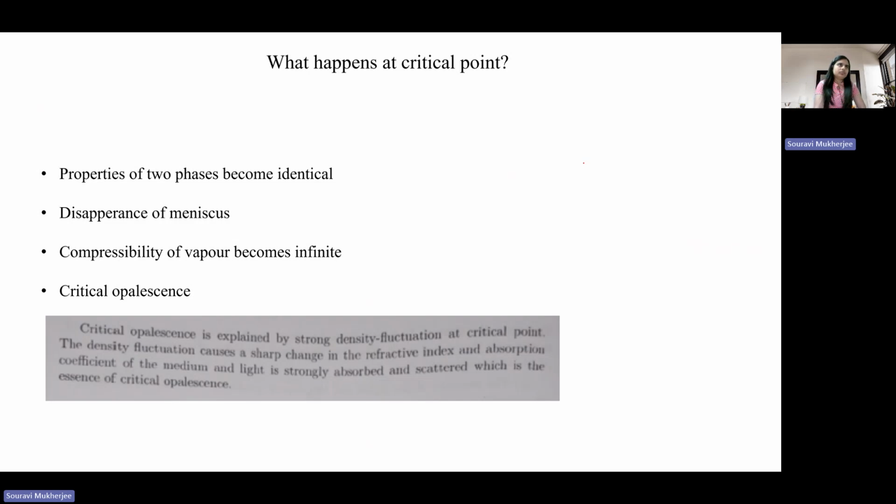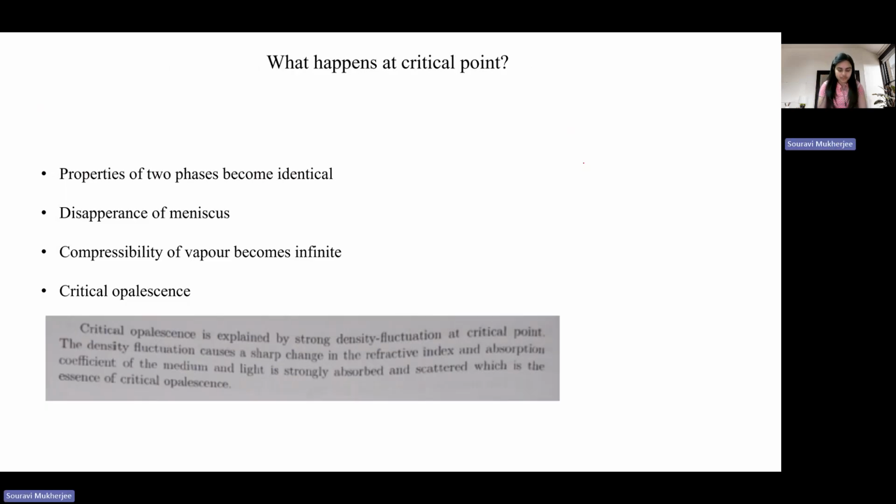How do you define a phase transition? What are the different features that come up? Okay, at this point, as you can see, the compressibility of the vapor becomes infinite. So typically, these kinds of critical points are associated with large fluctuations in the order parameters of the system, large density fluctuations. So these are typically what defines your critical point. Okay.